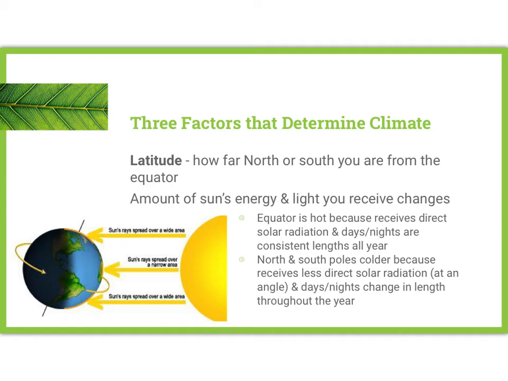However, because of the tilt of the Earth, at the north and the south poles, the sun's rays are spread over a wider area at the top and the bottom of the poles. Therefore, all of this energy goes to a larger space, being dispersed a little bit more. The equator is hot because it receives direct solar radiation, and its days and nights are consistent lengths all year. The north and south poles are colder because they receive less direct sunlight, more at an angle, and their days and nights change in length throughout the year.